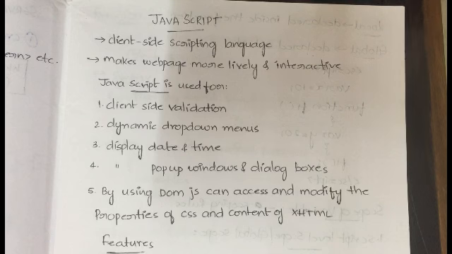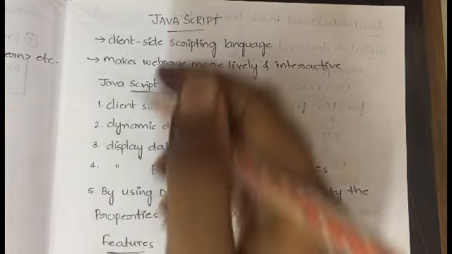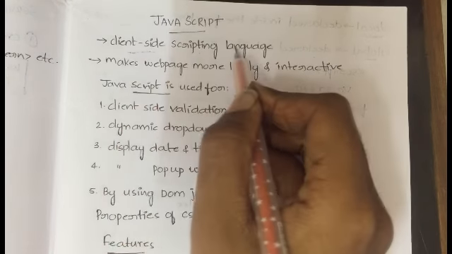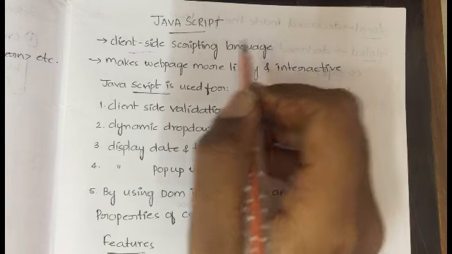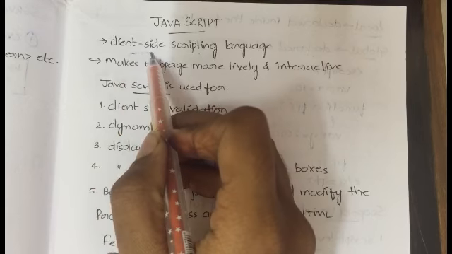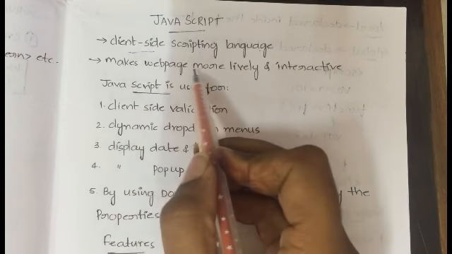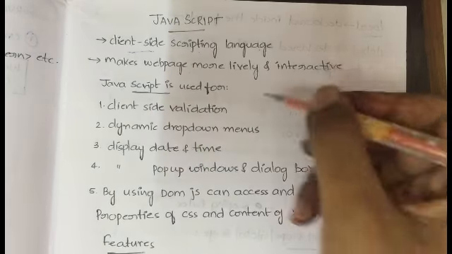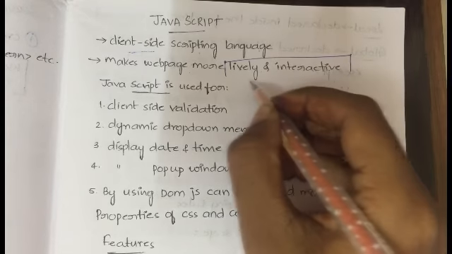We have learned about different programming languages. We learned about servlets, we learned about PHP and all. Now we are learning about JavaScript, right? JavaScript is a client-side scripting language. What we learned about servlets are used on the server side, right? But JavaScript is a client-side scripting language, and it makes web pages more lively and interactive. This is the main thing that you have to remember.